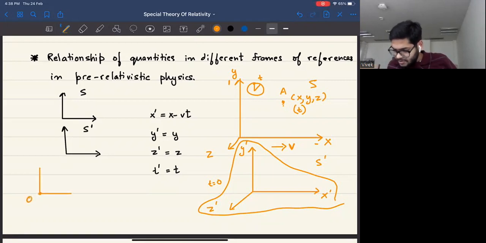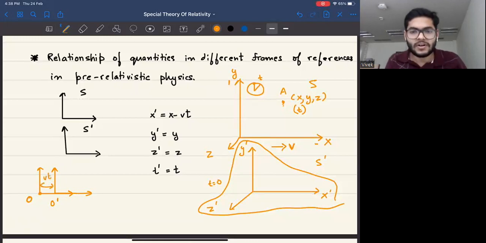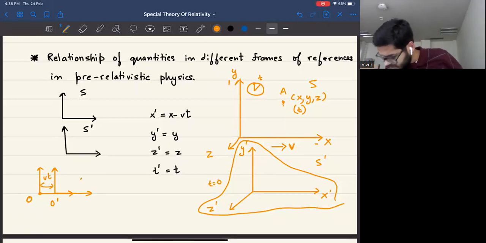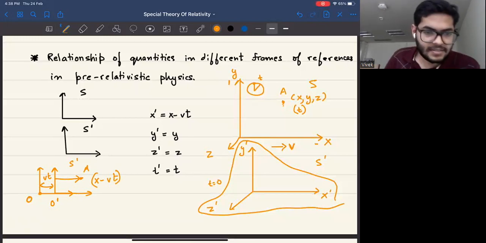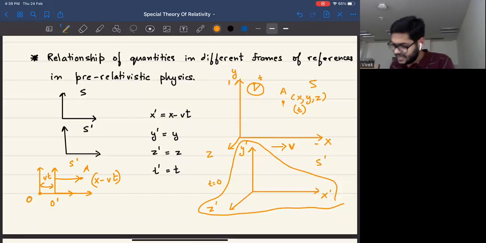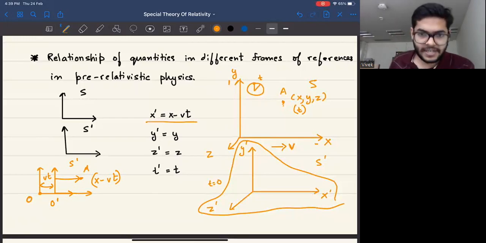Let this be the origin O. Then at time t, we know that the origin of S prime would have moved a distance vt. So the x coordinate of this particle A would be measured to be x minus vt in the frame S prime, because S prime has itself moved by a distance vt. Hence, x prime is equal to x minus vt.